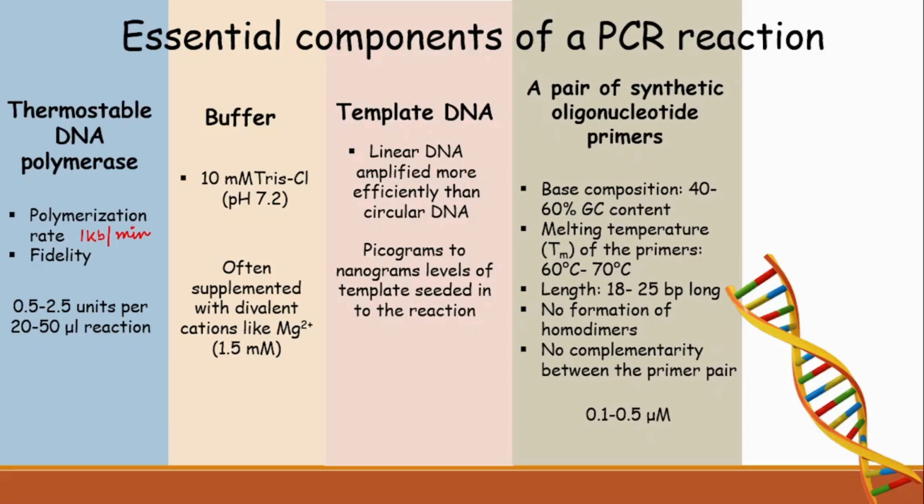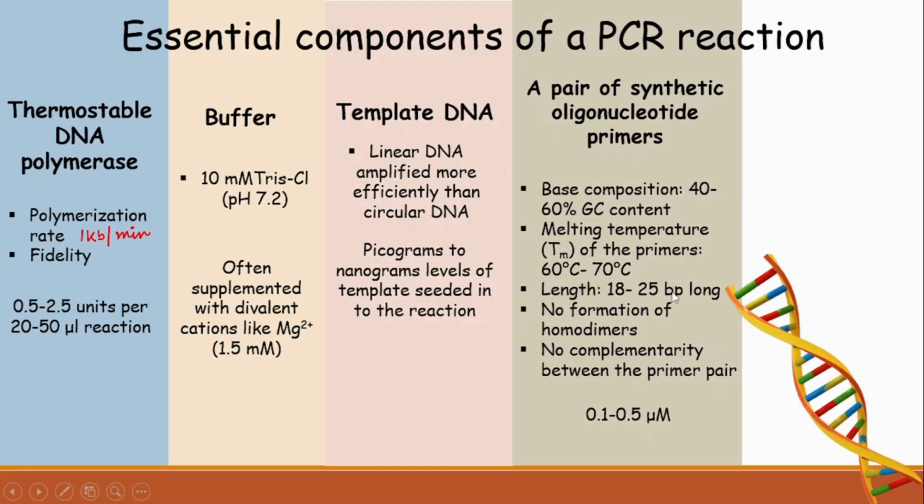Also, increasing the GC content increases the melting temperature of the primer. A higher melting temperature ensures that there is no non-specific binding of the primer to the template.